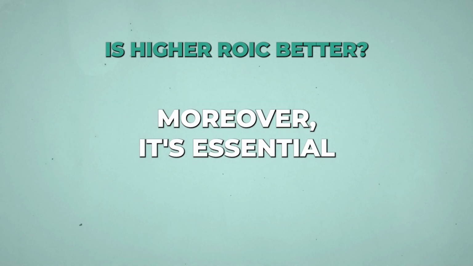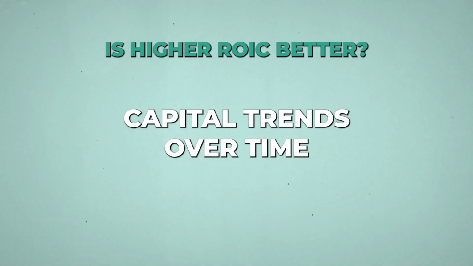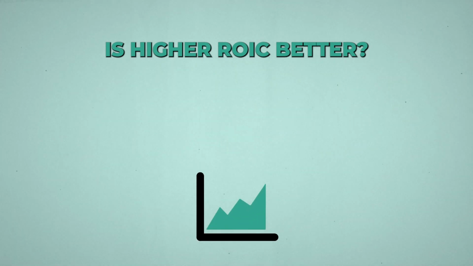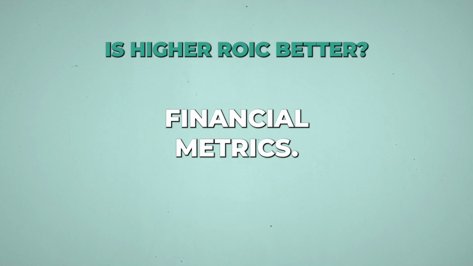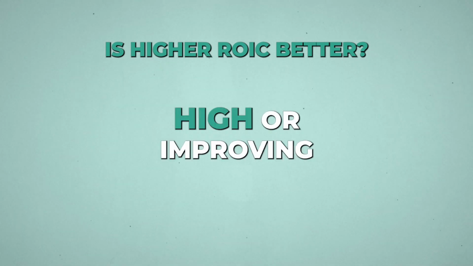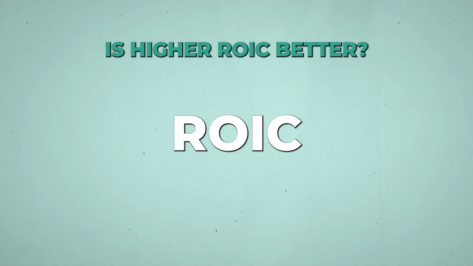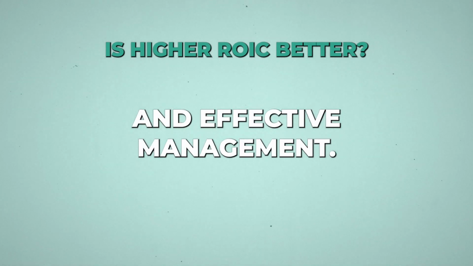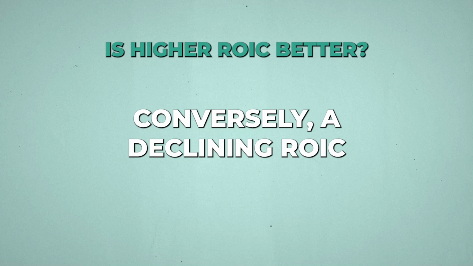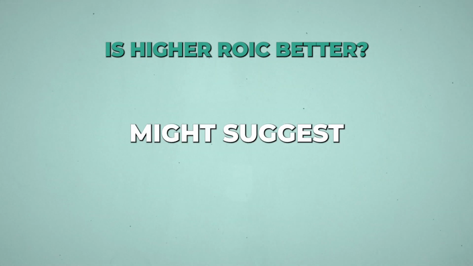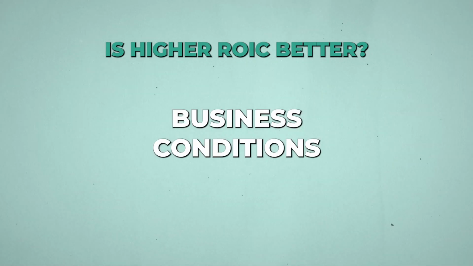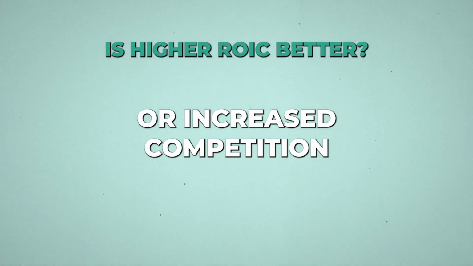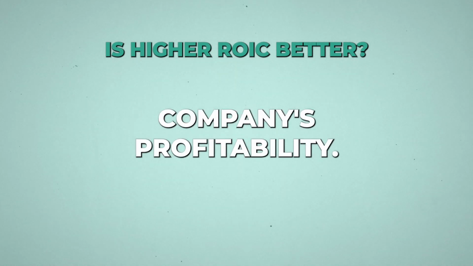Moreover, it's essential to look at return on invested capital trends over time and in conjunction with other financial metrics. A consistently high or improving ROIC can indicate a strong business model and effective management. Conversely, a declining ROIC might suggest deteriorating business conditions or increased competition, affecting the company's profitability.